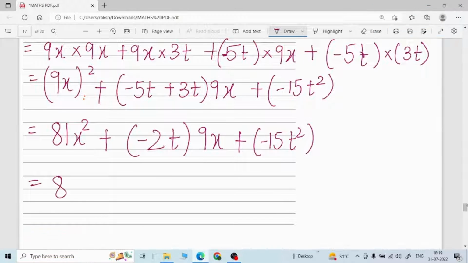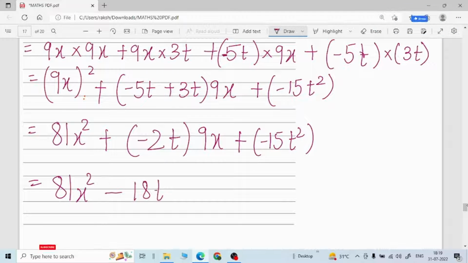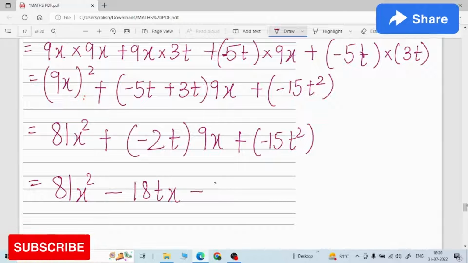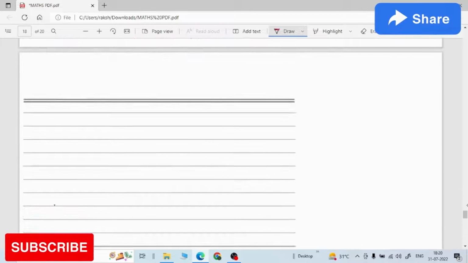So 81x square minus 18tx minus 15t square. The next one is important while solving these sums. Please concentrate on the video.